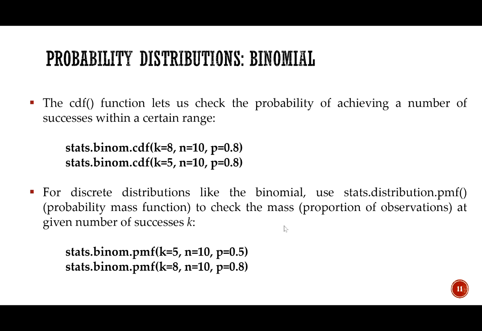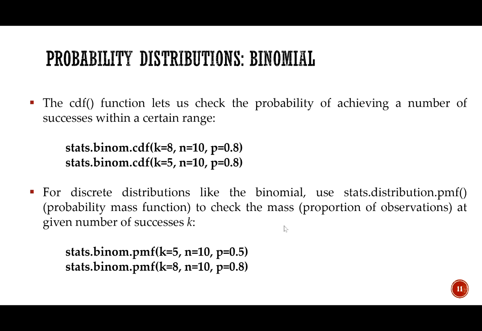So now we can call the stats library binom and then apply the CDF, and we can calculate the probability of x less than or equal to a value. The CDF function lets us check the probability of achieving a number of successes within a certain range. So here you can see two examples. We pass 3 arguments. First, the value k equal to 8, if we want to find the probability that we observe 8 successes, such that we repeat that experiment 10 times and the probability of success is 80%.